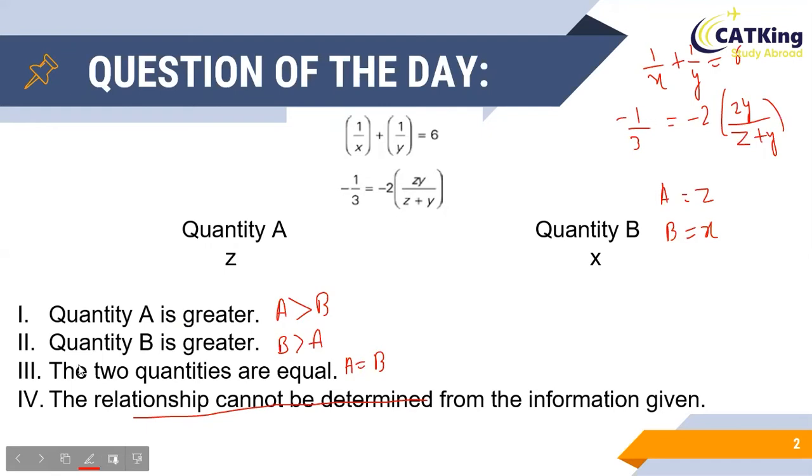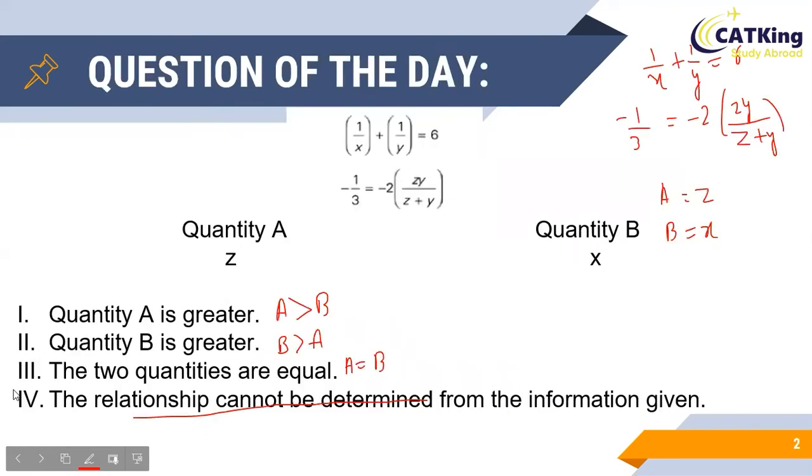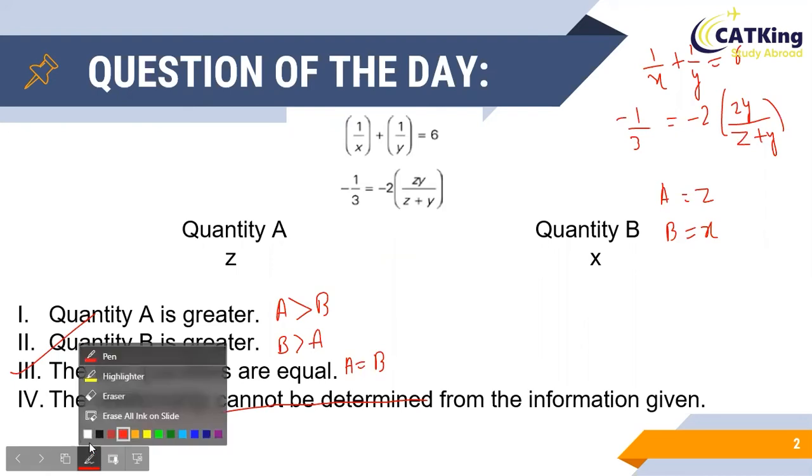Before we move on to the detailed solution, let us take a quick glance at the correct answer. As you can see, the correct answer is option 3. That is, the two quantities are equal. Now let us see how we arrived at this particular answer.